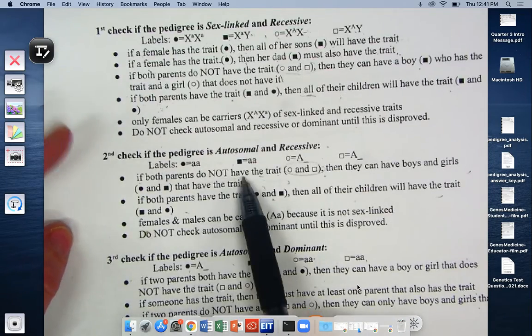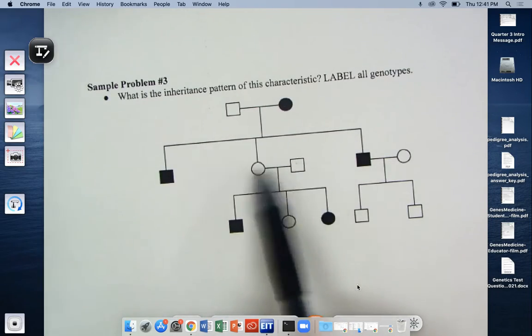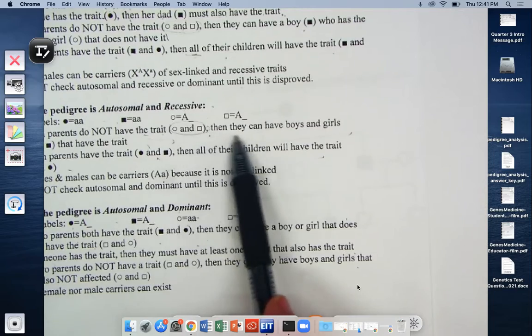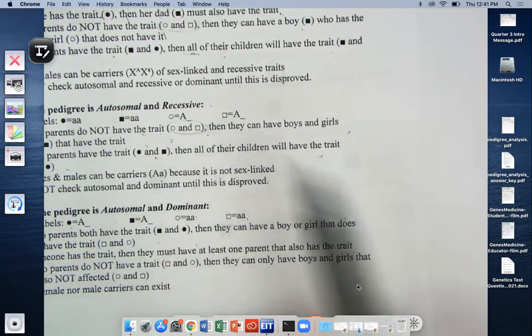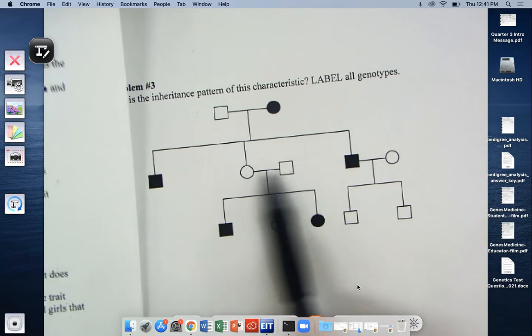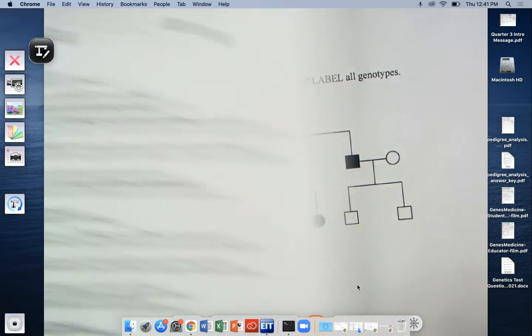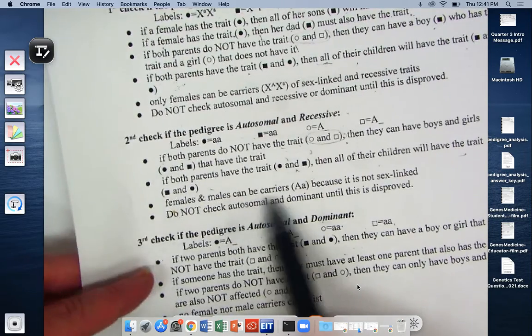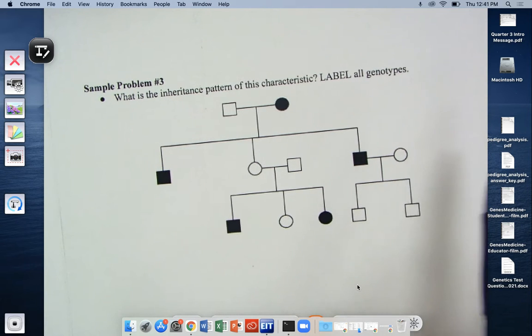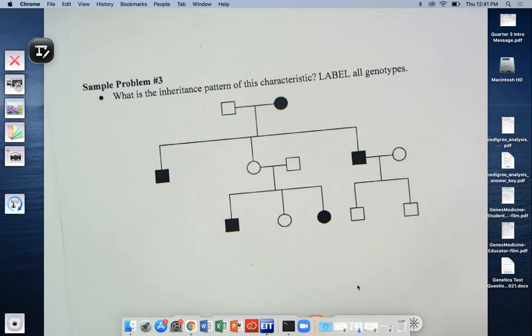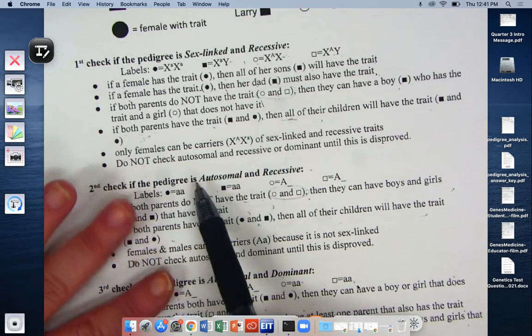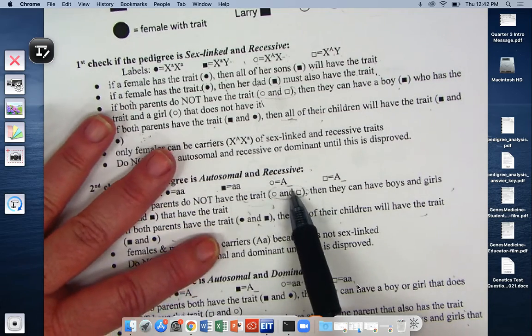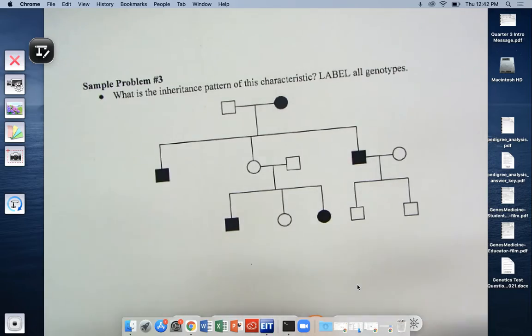If both parents do not have the trait, do we have that? Okay, here. Then they can have boys and girls that have the trait. They don't have the trait, but they can have children that have it. Okay, that kind of works. Both parents have the trait, all of them have the trait? Nope, that's not a choice. And then females and males can be carriers, which is hard to tell here if a female is a carrier. So I can't say no, which means I'm going to try this one. I might be wrong, but I'm going to go ahead and try it.